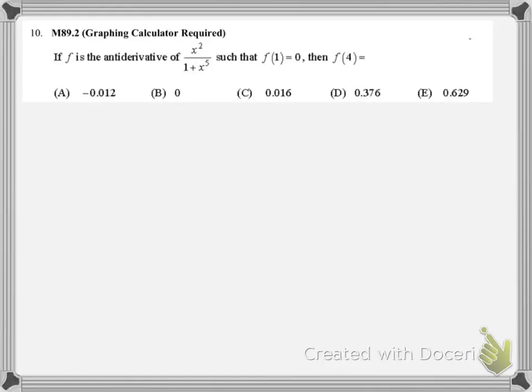So as we read this problem, f is an antiderivative of x squared over 1 plus x to the fifth. What does that really mean? That means f equals the antiderivative, or the integral, of x squared over 1 plus x to the fifth dx. Again, that vocabulary right there, antiderivative, is the same as an integral.